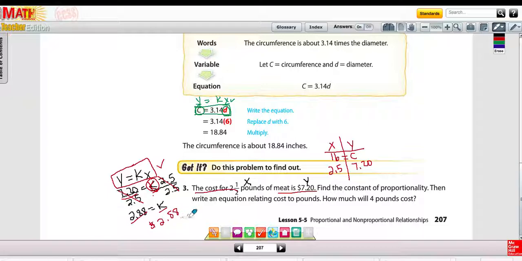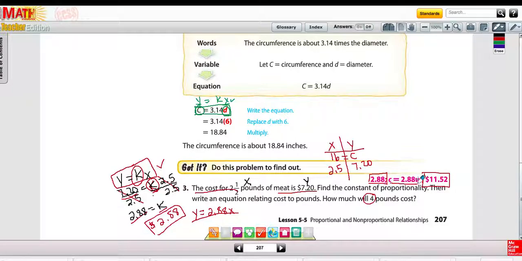So the formula that we would use to write that is y equals 2.88x. All I did there was take the 2.88 and substitute it back in for k in the equation. Now that I know the formula, I can plug in the number 4 to find out how much 4 pounds of meat will cost. So 2.88 times 4 gives me $11.52.